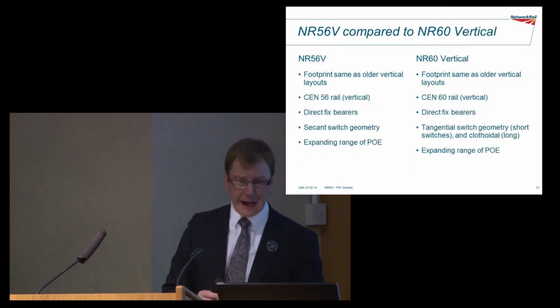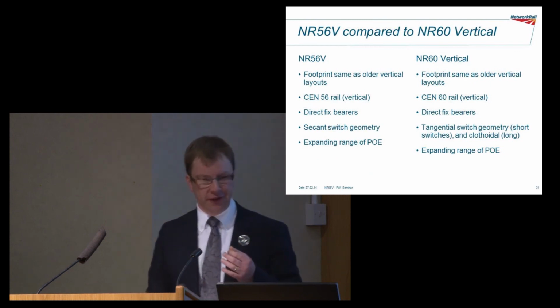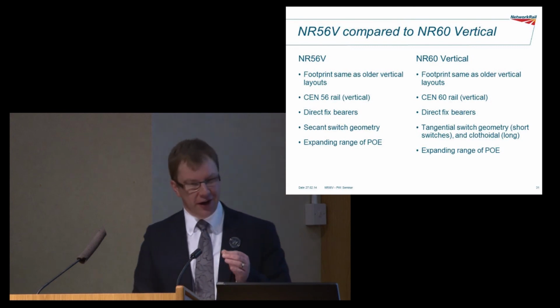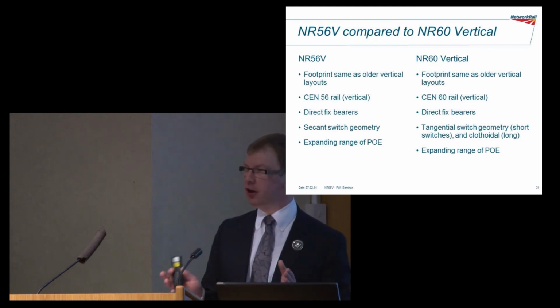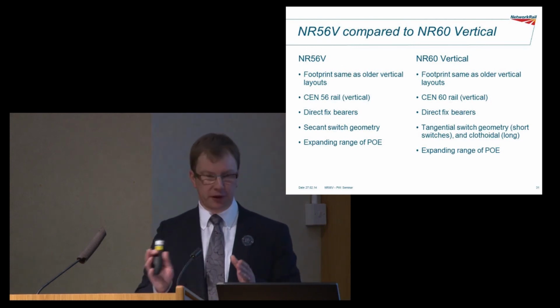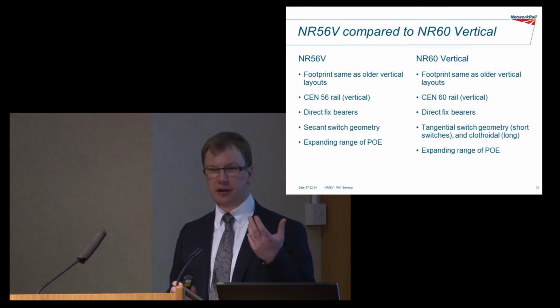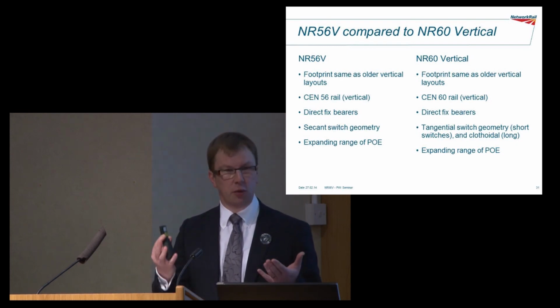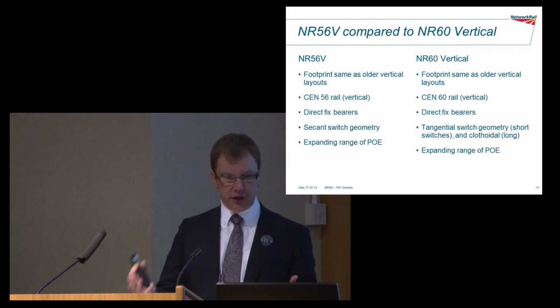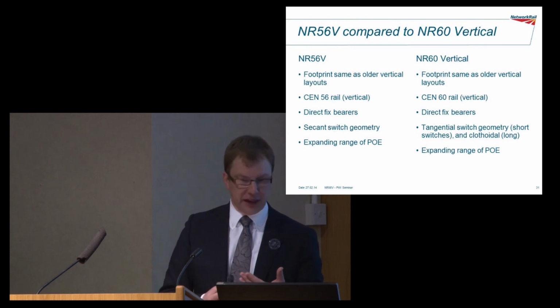And then I was asked to talk about briefly NR56V compared with NR60 Vertical. So NR60 Vertical is still a concept at the moment, but it's something that we're going to be developing. And I think we're going to end up with something that has a lot more similarities. So we move both to vertical designs. One's a heavier rail section, so one will be effectively the big brother of the other, or big sister.